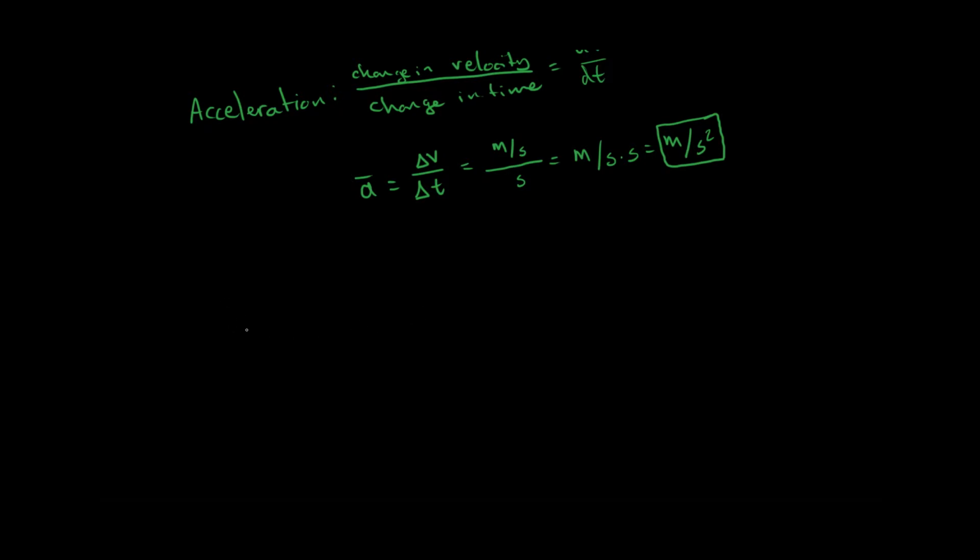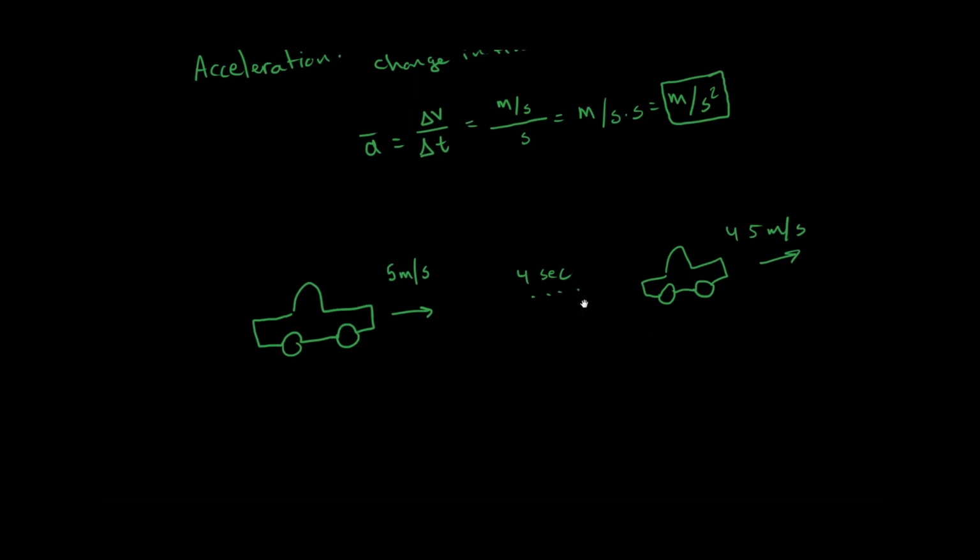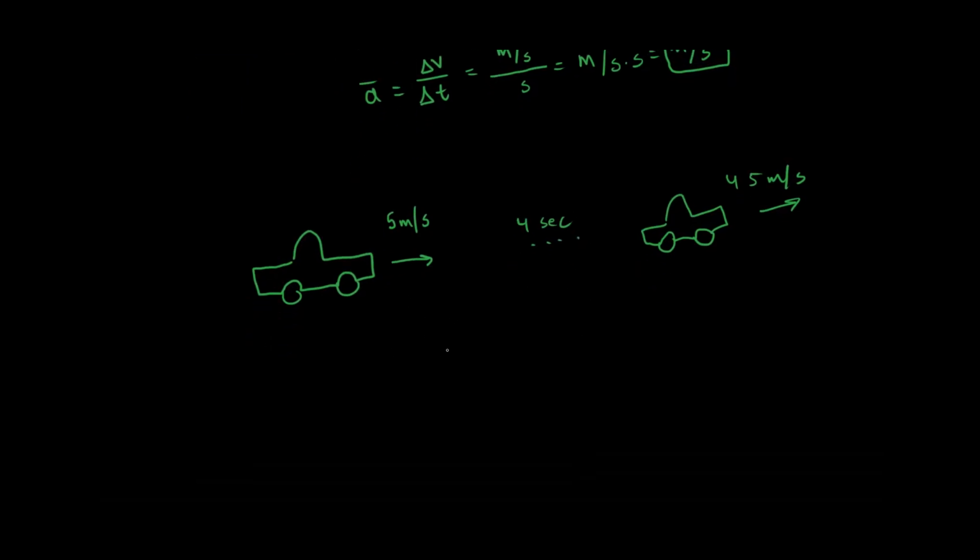Now, let's do an example. So I have a car right over here, and let's say it's traveling this way at 5 meters per second. And then let's say 4 seconds go by, and now we're traveling at 45 meters per second. So what is my average acceleration? So let's just plug it into the formula.